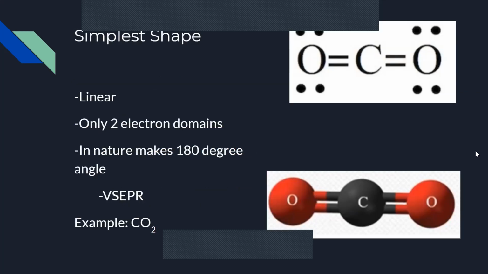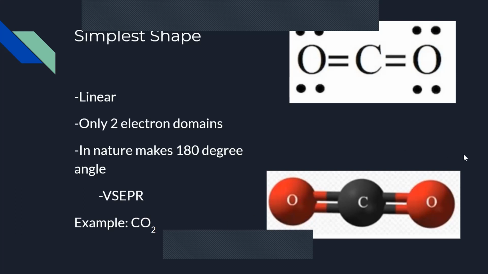So we'll start with our simplest shape. The most simple thing you can make is a linear molecule because it is simply 180 degrees from each other. So there's only 2 electron domains in this case. And in nature, when you have 2 electron domains like this, the easiest way to get them as far away from each other as possible is a 180-degree angle. Think about when you want to be as far away from another person, you just stand straight across from them. You don't want to rotate around and stand next to them. You want to get as far away as possible. VSEPR helps us with that.